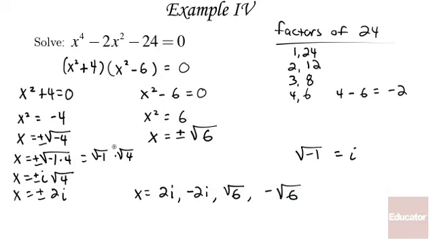And I figured that out by factoring this into these two factors, x squared plus 4 times x squared minus 6, and then continuing on to use the zero product property. In this case, I ended up with x squared equals a negative number, so I ended up having to use a complex number for my result. And then these are the 4 solutions to this polynomial equation.